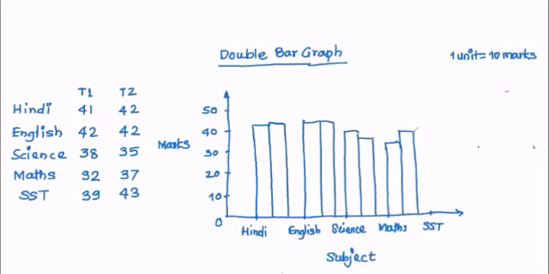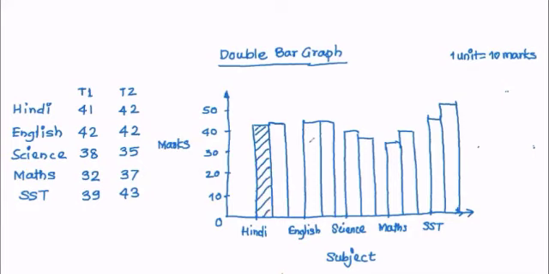As we finish drawing, the bars are not distinguishable. We cannot make out which one is test 1 and which one is test 2. So let's do one thing. Let's shade one set of the bars. So let's shade the test 1 bars. And now is the time where we also show the legend.